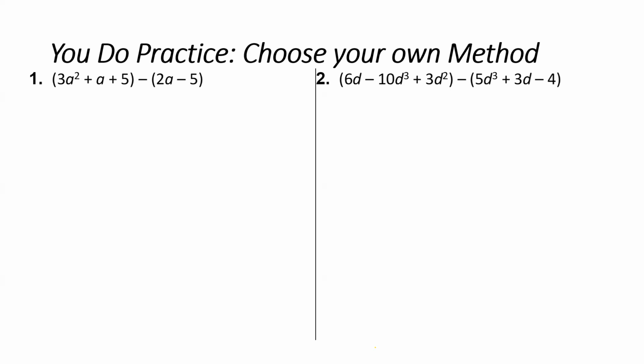All right, here we go. Let's see how we did. Are we ready? So you should have ended up with negative 2a and a positive 5, correct? Because you distribute, combine. So you have 3a squared minus a plus 10.